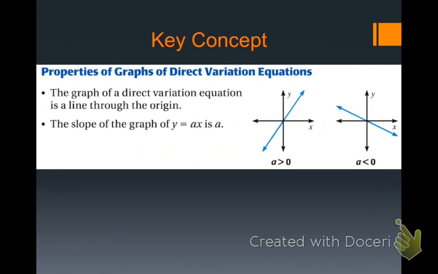So again, the graph of a direct variation equation is a line through the origin, and the slope of the graph is a. So for y equals ax, we say that instead of having to say y equals mx plus b, where b is 0. With direct variation, it's understood that it's of the form y equals ax. If the slope a is positive, it's sloping up, and if the slope is negative, it's sloping down. But no matter what, the graph must be going through the origin.